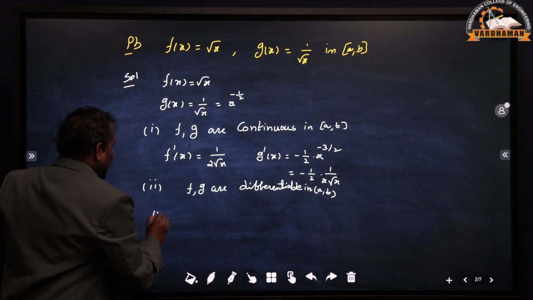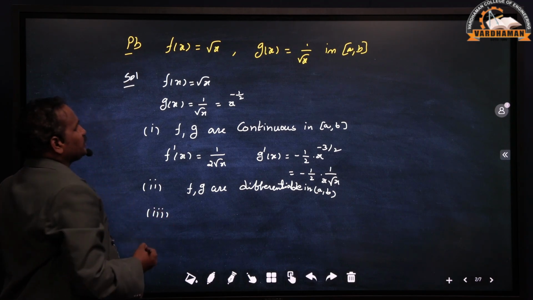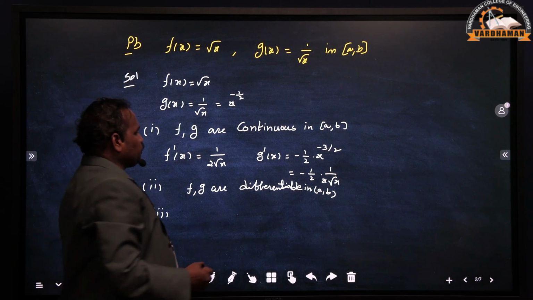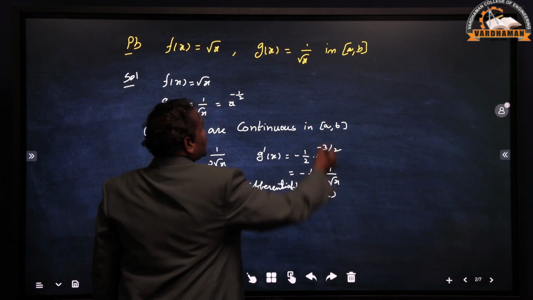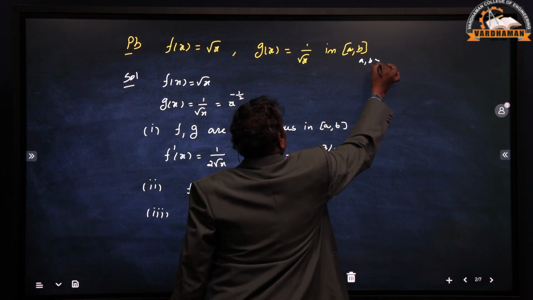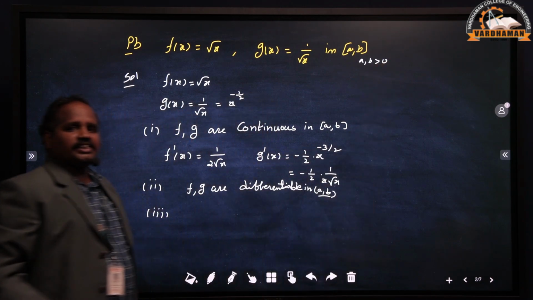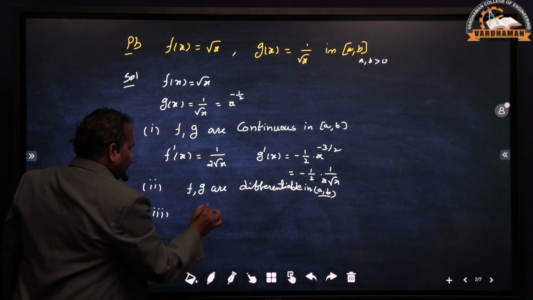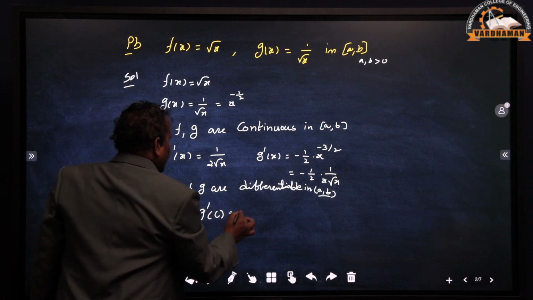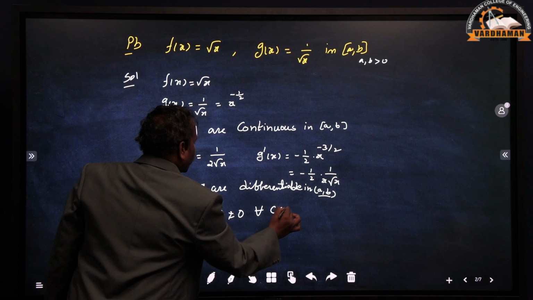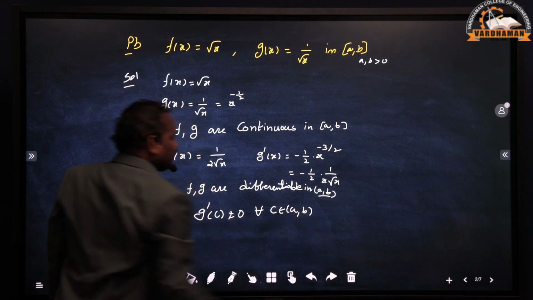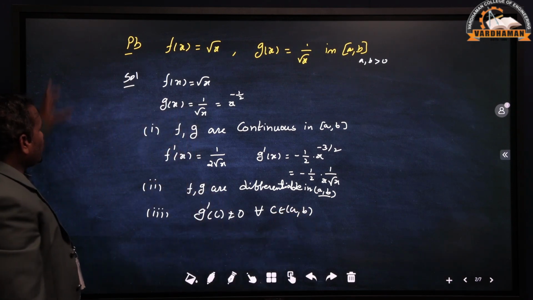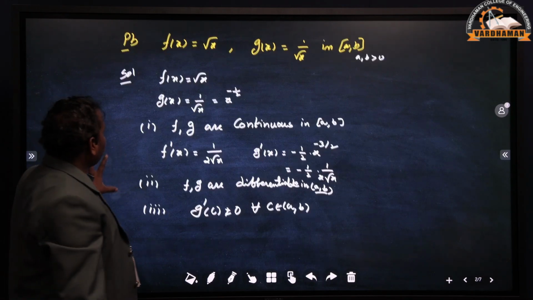And the third condition, g'(x) not equal to 0, g'(c). If you observe here, these values are always greater than 0, that means x is not equal to 0, and that's why the derivative exists. So g'(c) is not equal to 0 for all c belonging to the open interval (a, b). So all conditions of Cauchy's mean value theorem are satisfied.